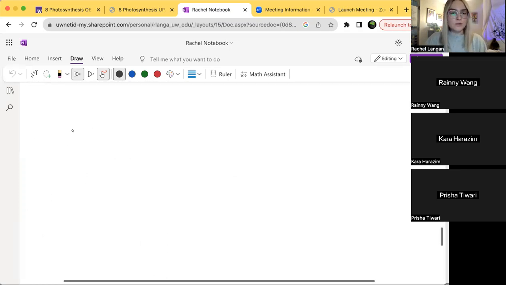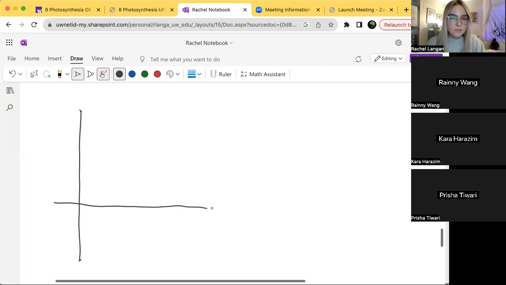Then we will move on to photosynthesis and specifically the irradiance curve. So the irradiance curve has CO2 uptake on the y-axis, and it has light intensity on the x-axis. It looks something like this.